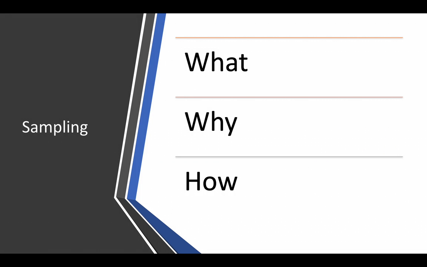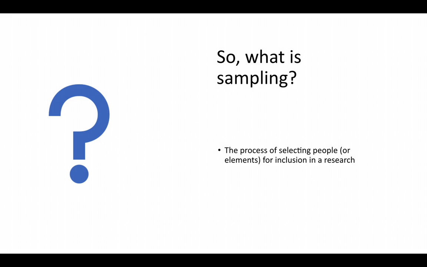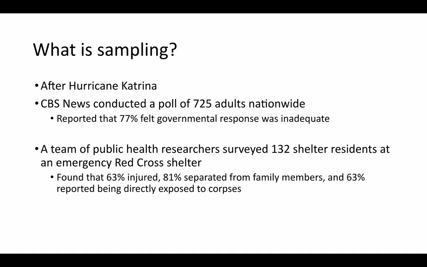So what is sampling? Why should we care? And how can we sample? Sampling actually refers to the process of selecting either people or elements, units, to be included in your research. All right, so select a bunch of units of analysis in your research.